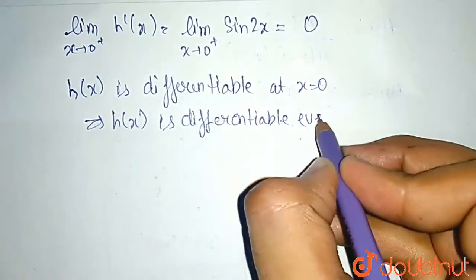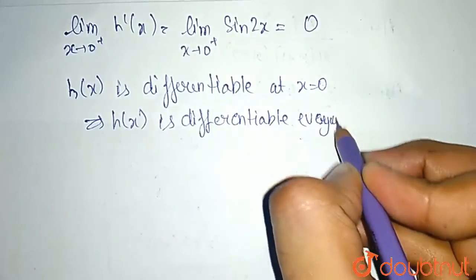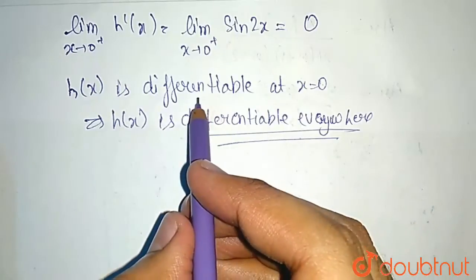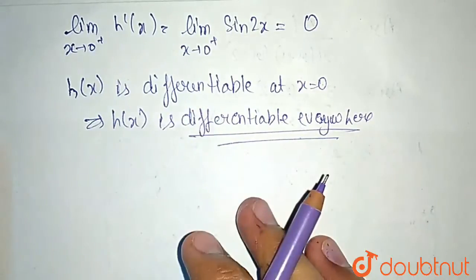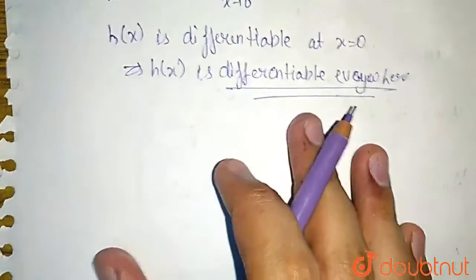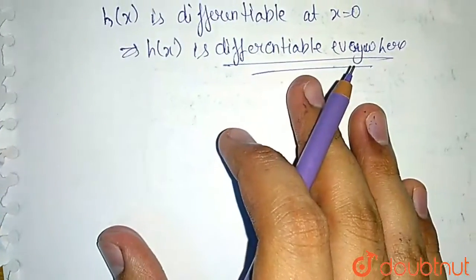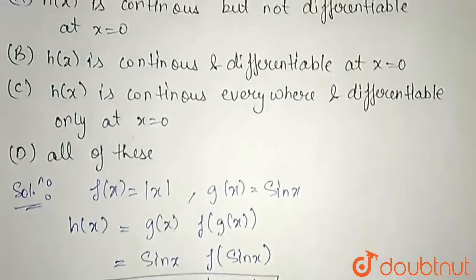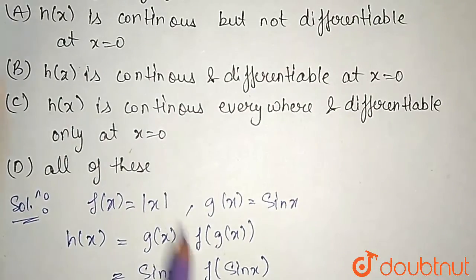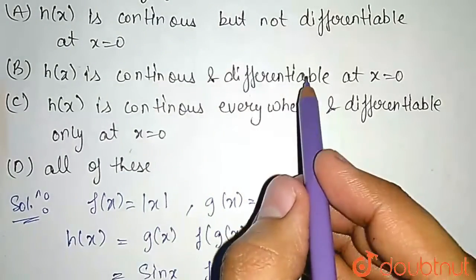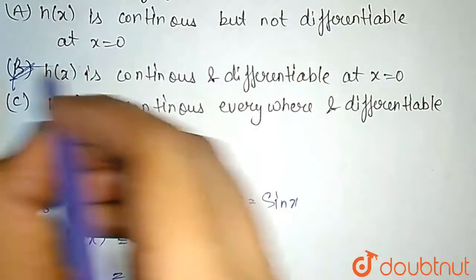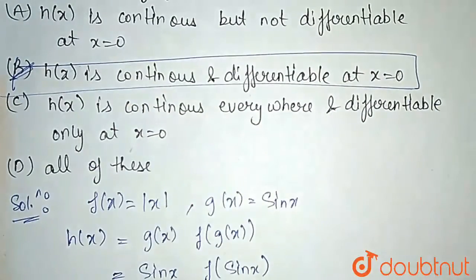Differentiable everywhere, because there is only one critical point at x equal to 0, and at that point it satisfies the condition for differentiability, so it is differentiable everywhere. Hence, the correct option is: h(x) is continuous and differentiable at x equal to 0. This is the only correct option.